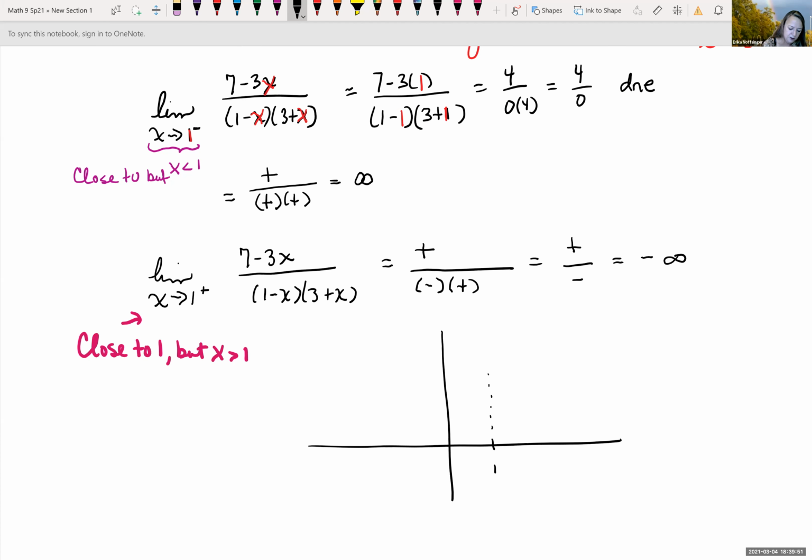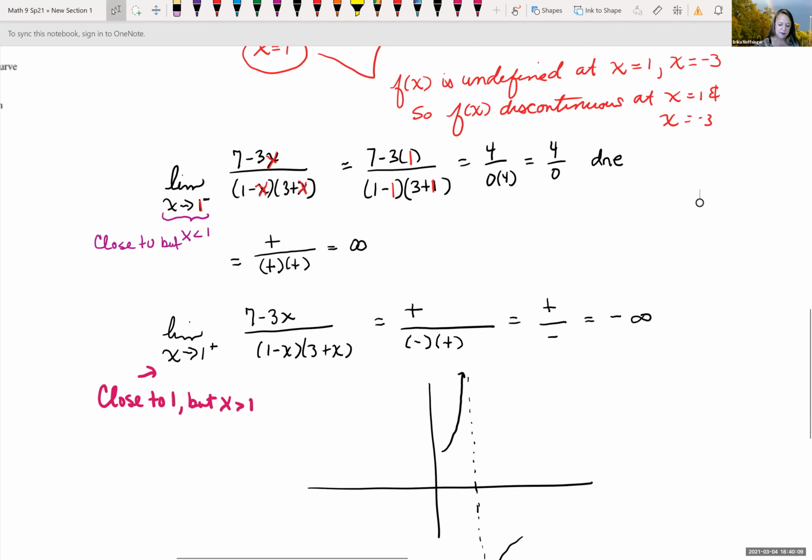So I know I have a vertical asymptote here because it's undefined. My numerator and denominator do not both equal 0 at 1. So the graph's going to look something like this.